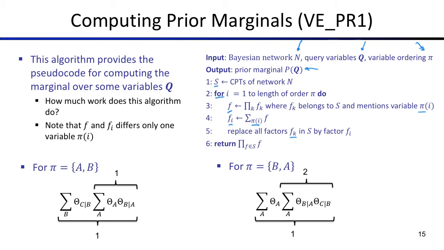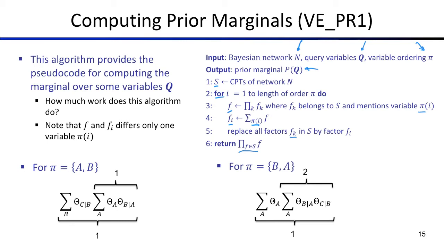So we keep on doing that for all the variables that we have in the ordering pi until we get to the final variable. And when we finish that, we will have a small set of factors that we need to multiply together. This small set of factors are the factors that mention the variables in Q, our query. So we multiply those factors together and return that to the user.